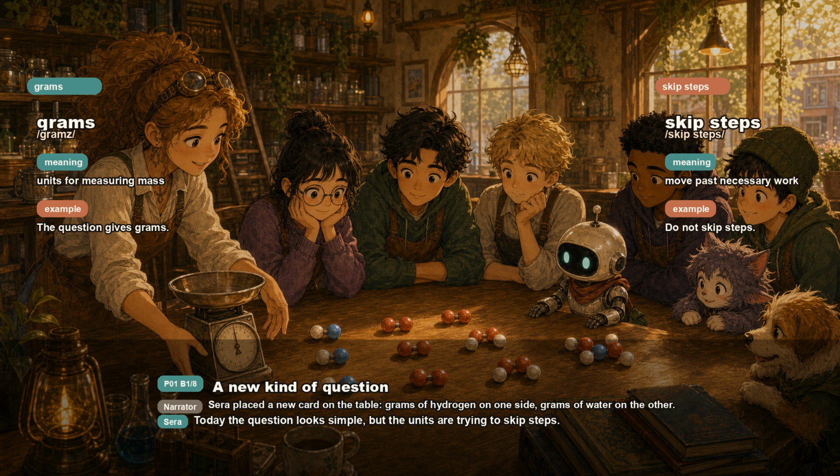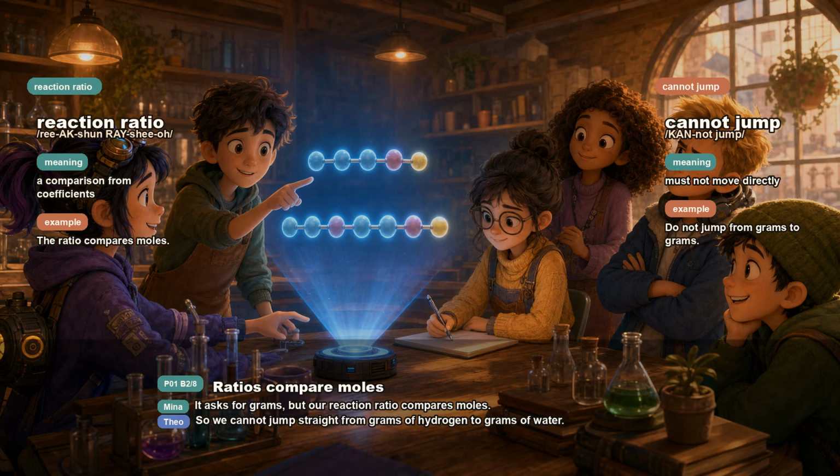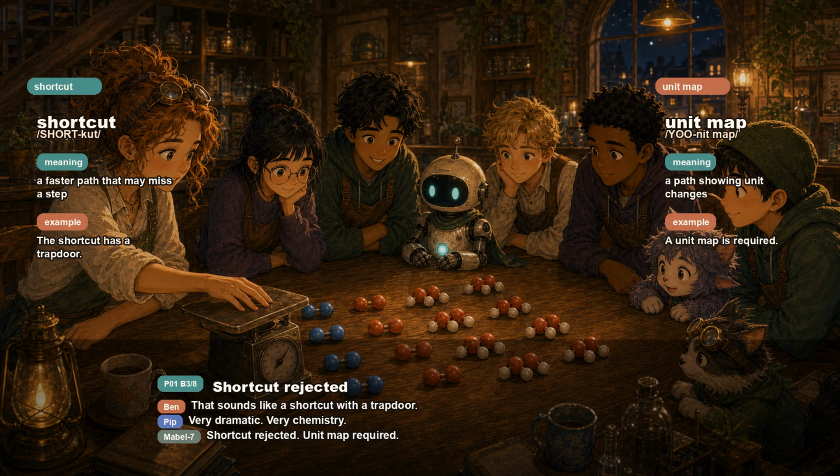Sierra placed a new card on the table. Grams of hydrogen on one side, grams of water on the other. Today the question looks simple, but the units are trying to skip steps. It asks for grams, but our reaction ratio compares moles. So we cannot jump straight from grams of hydrogen to grams of water.